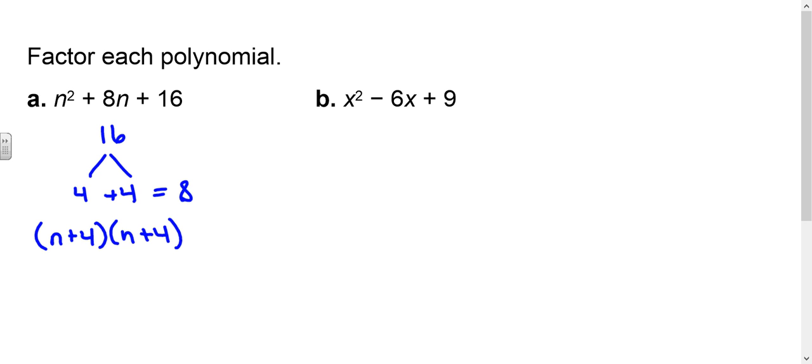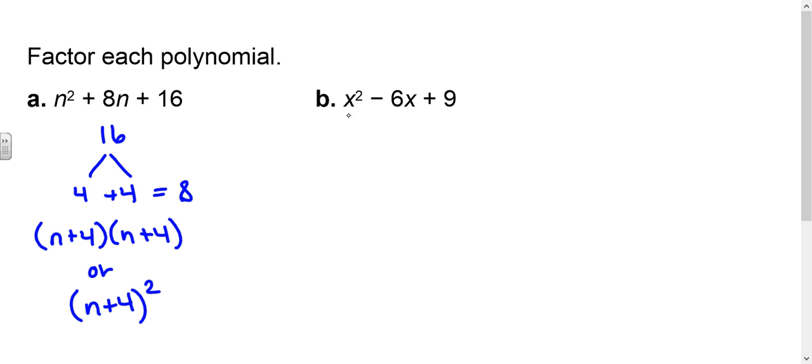Well, what's another way to write n plus 4 times n plus 4? How many n plus 4s do I have? I have 2. I'm multiplying it by itself, so I am squaring it. So another way to write that would be n plus 4 squared. Okay, you don't have to do that. You can keep it separated, but this is just another way to write it.